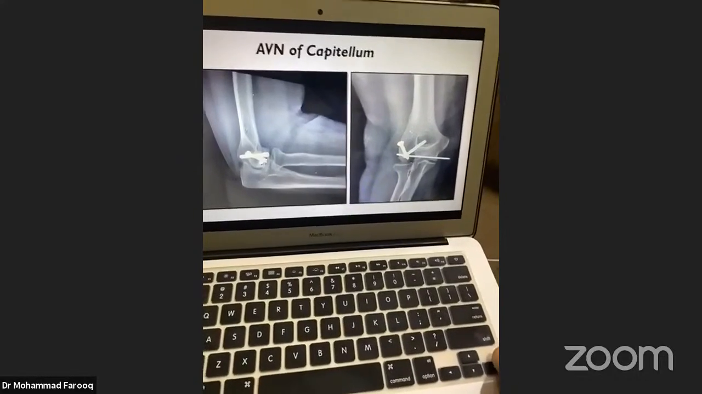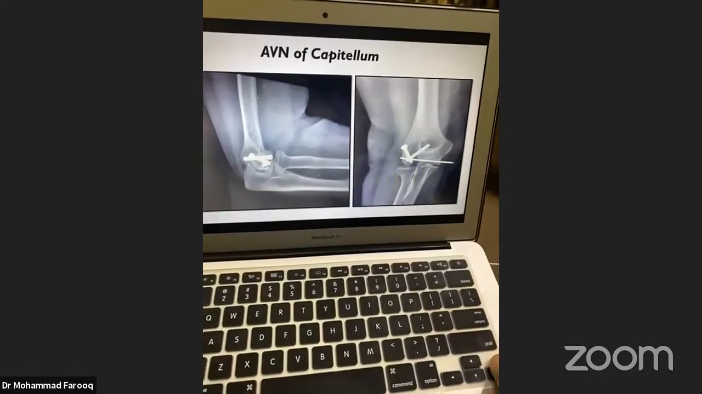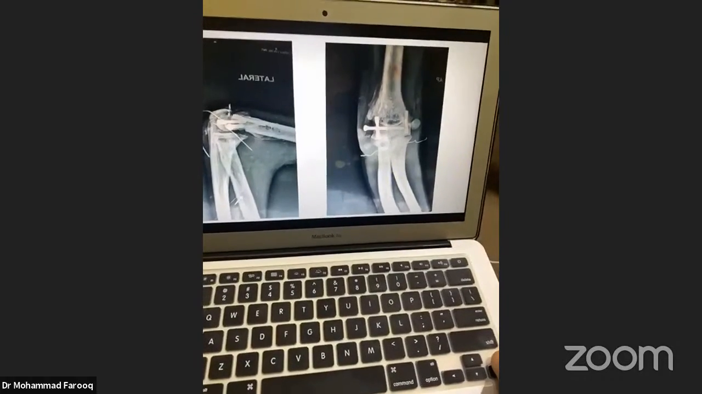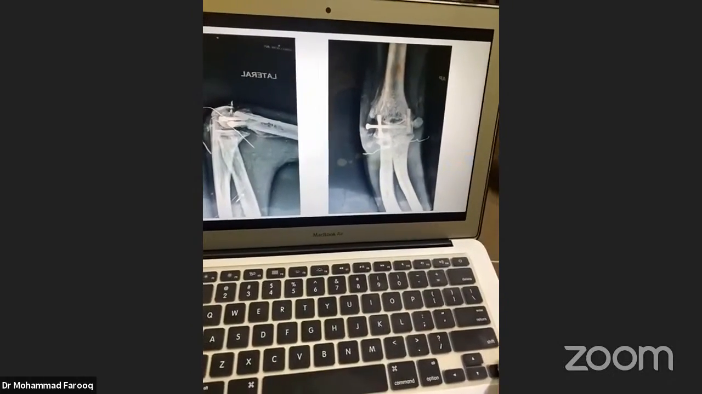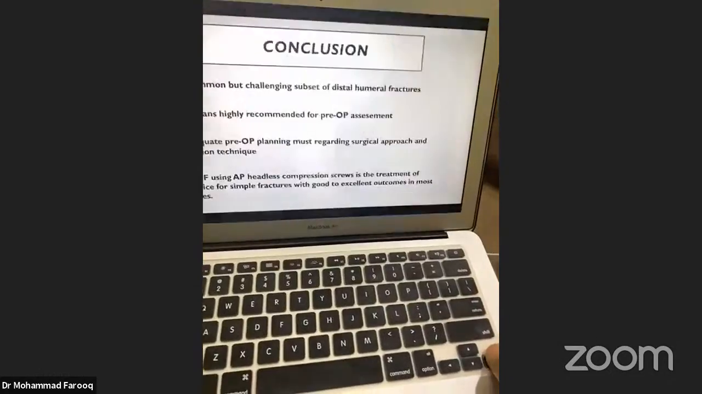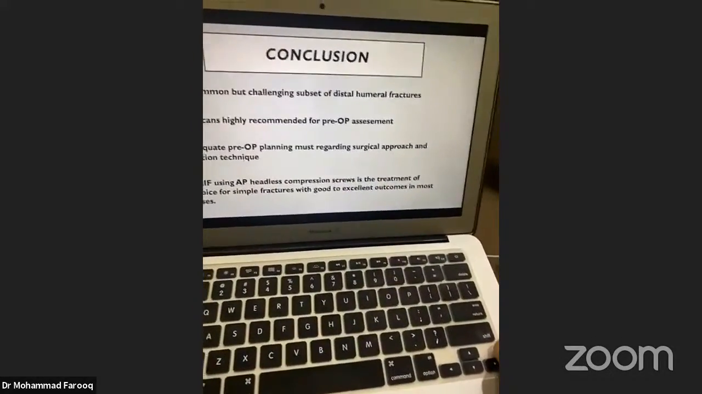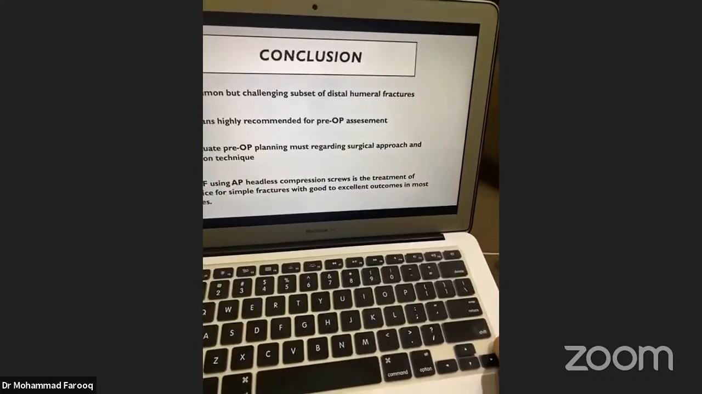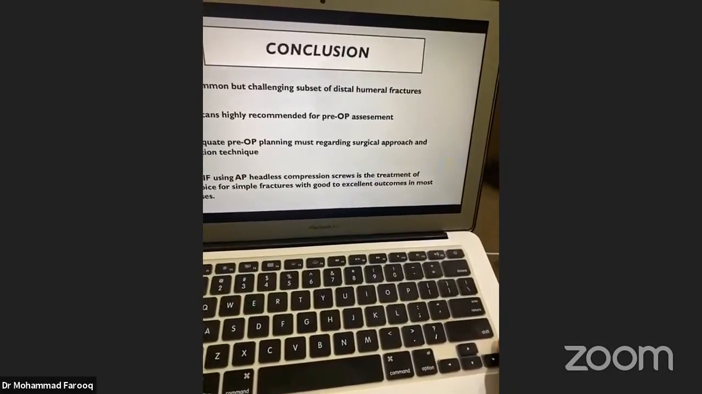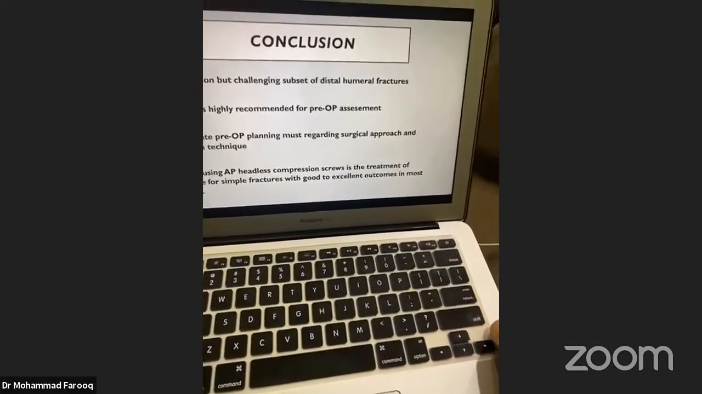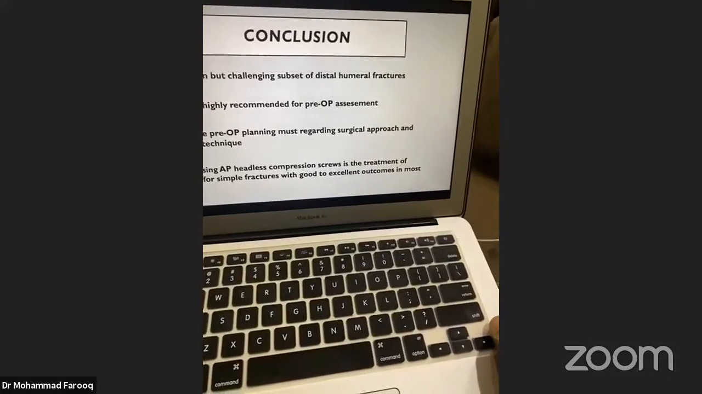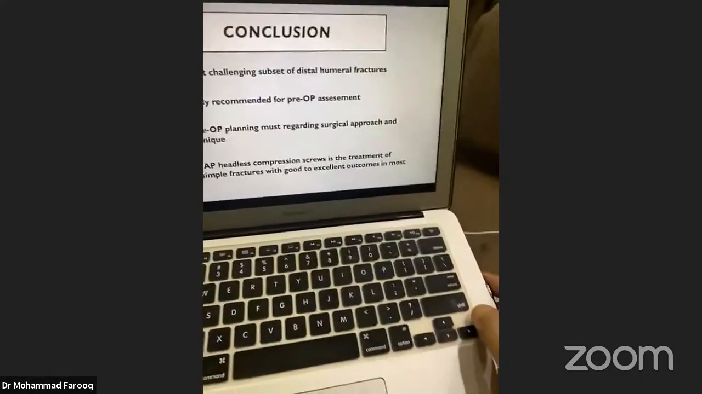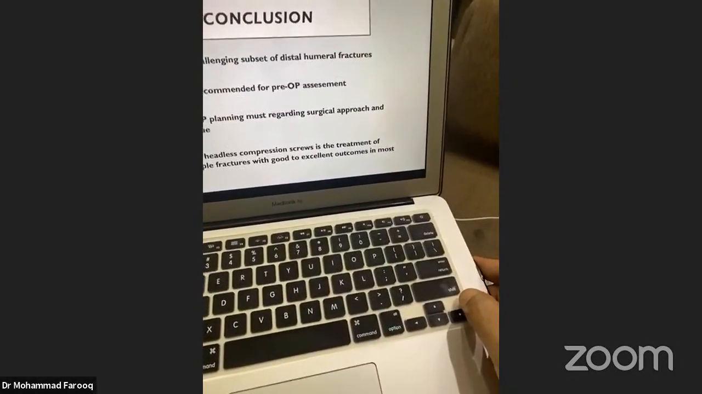Technique-related problems, like malplacement of screws, bad placement of K-wires, and bad planning, can also have a bearing on the outcome in these patients. In conclusion, these are really uncommon injuries, but they are challenging. CT scan is highly recommended for preoperative assessment. This helps us in planning the approach and type of implant that we can use, and we can predict from that how good the outcome is going to be.